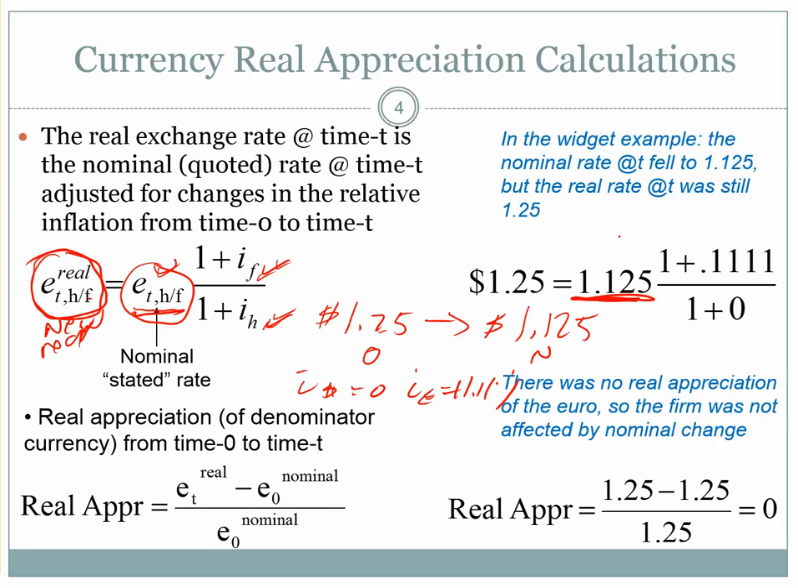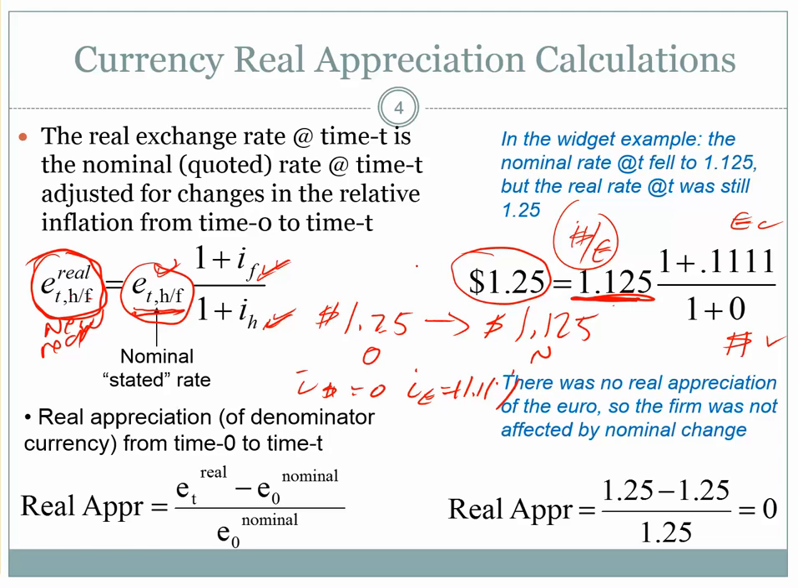So the dollar per euro exchange rate is now 1.125. The euro inflation was 11%. The dollar inflation was 0. Notice how they're different. Dollar, euro, euro, dollar. And we do this calculation. You say, okay, the real exchange rate is 1.25.